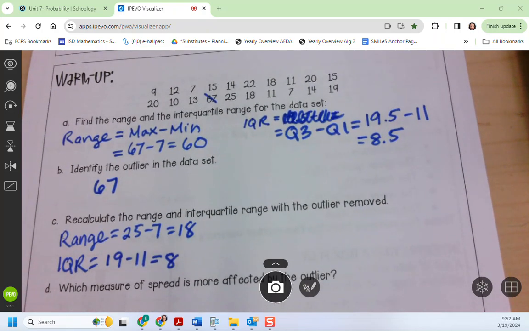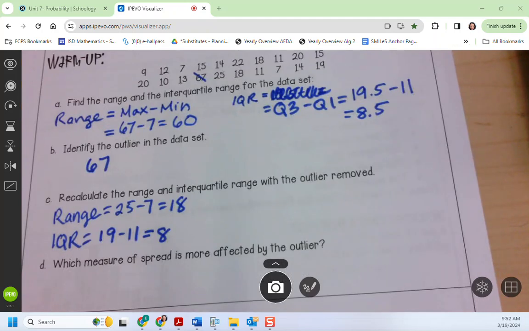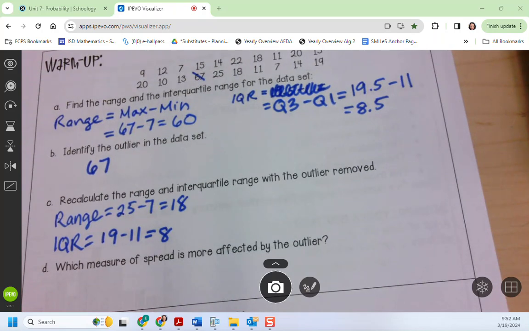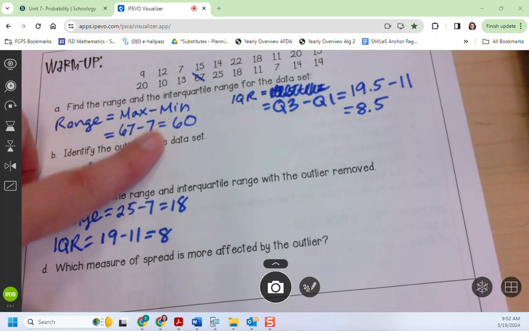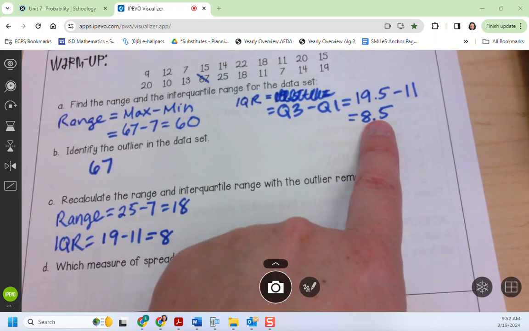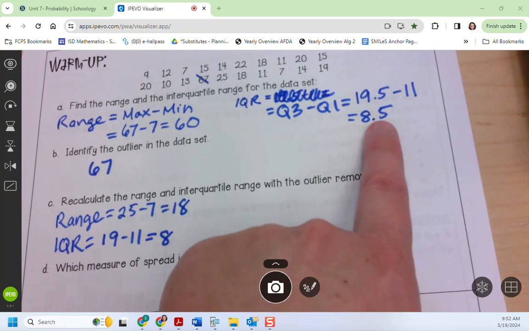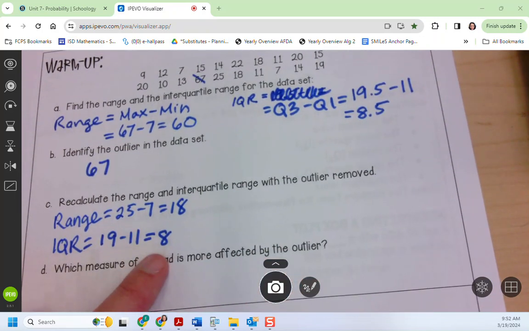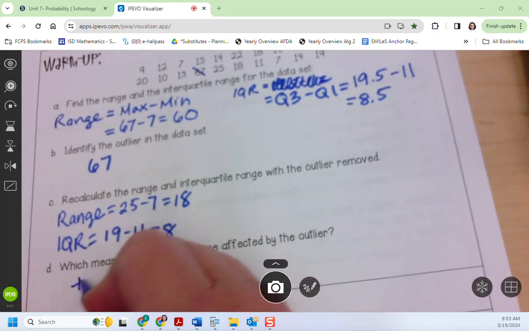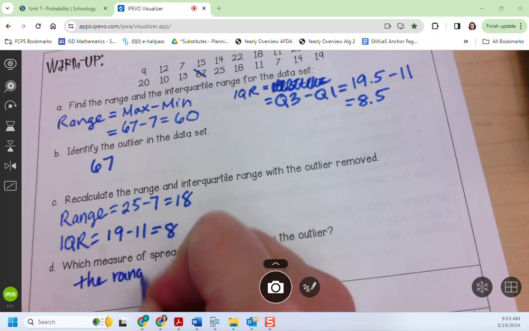So these are two different ways of measuring how spread out a data set is. And you can notice that the outlier affects which one more, the range or the interquartile range? The range, right? Because the range was 60. And when we eliminate the outlier, it's 18. That's a huge difference. For the interquartile range, when we took out the 67, we just went from 8.5 to 8. It was not a huge difference. Okay, so outliers really do affect the range. Any questions on that?